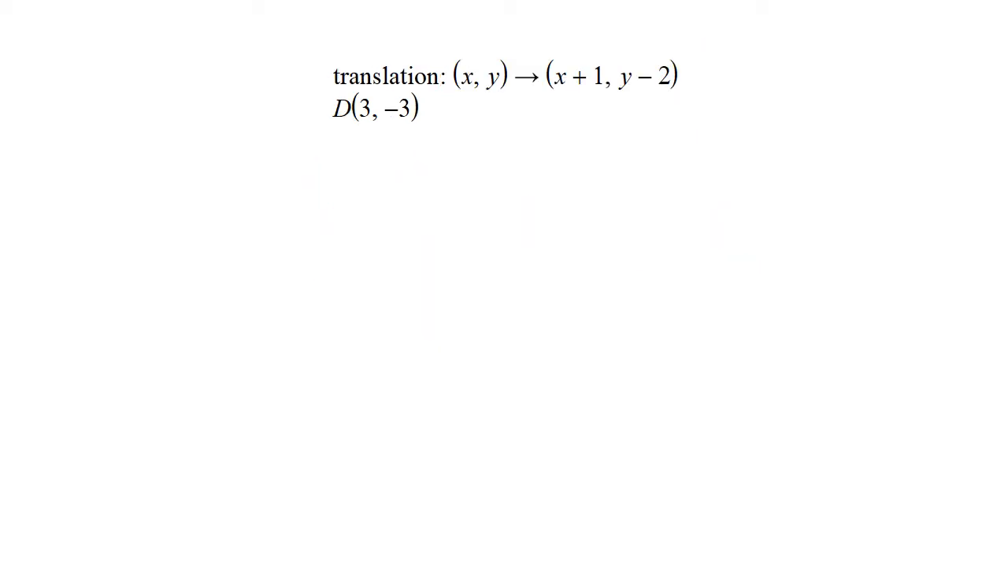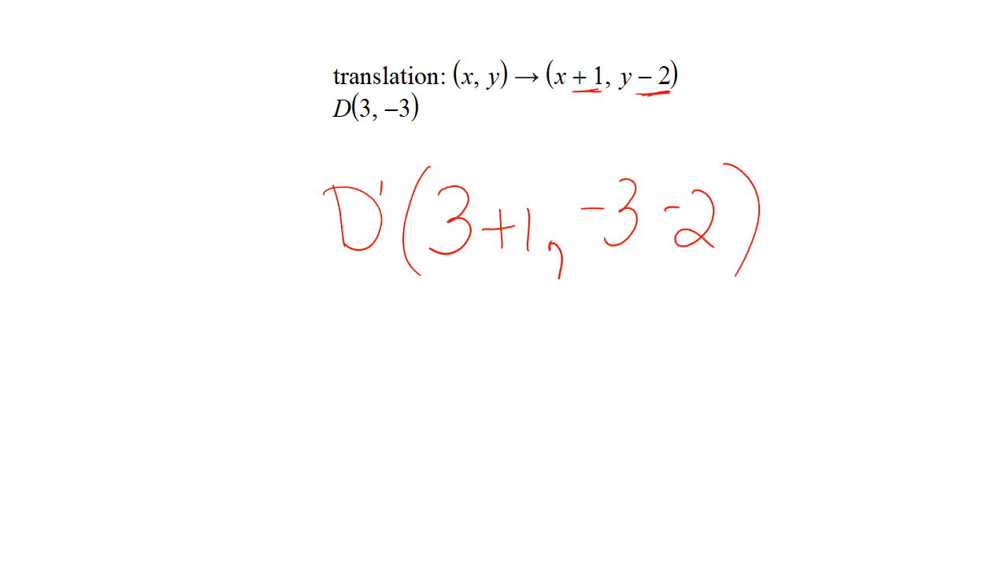All right, this one is going to be given to you in notation, which means you really don't even have to interpret now. It tells you exactly what to do to the x, add 1, and then exactly what to do to the y, subtract 2. So d prime would be at, here's my x, I'm supposed to add 1 to it, and then here's my y, I'm supposed to subtract 2 from it. So d prime ends up at 4 comma negative 3 minus 2 is negative 5.